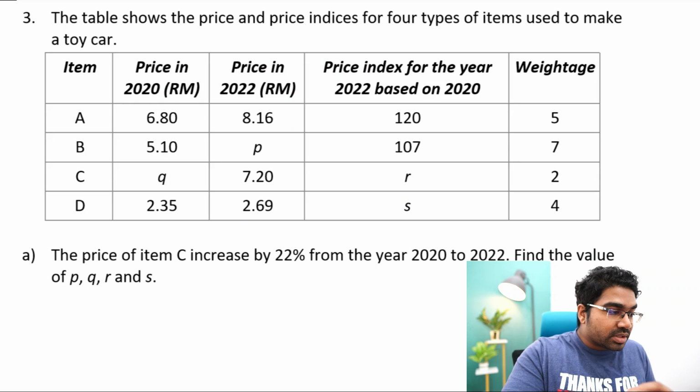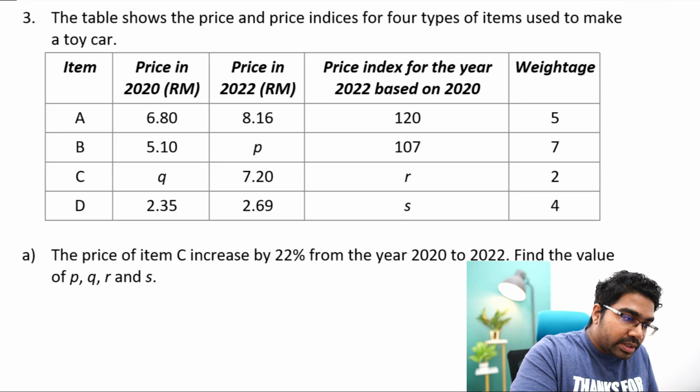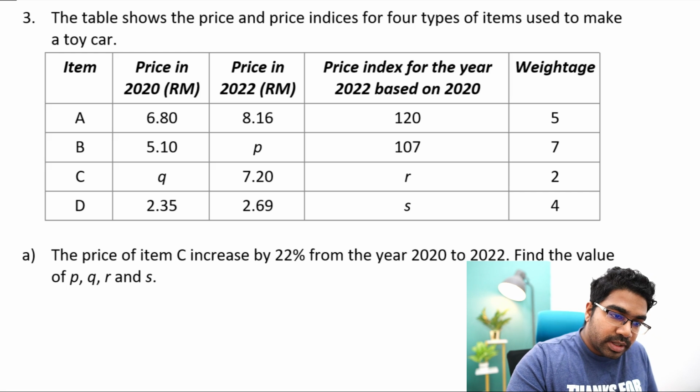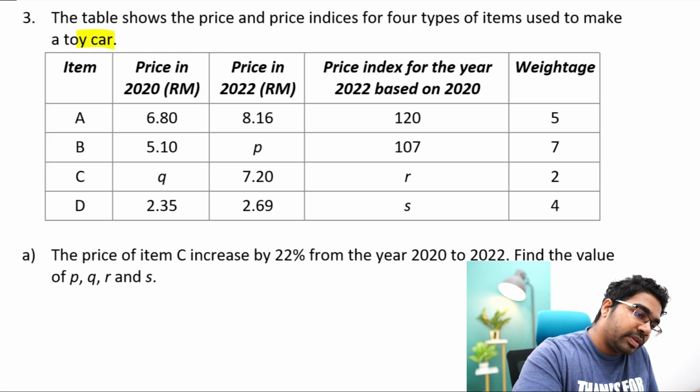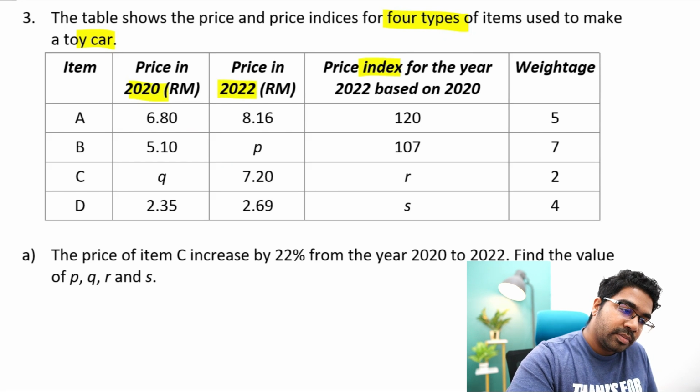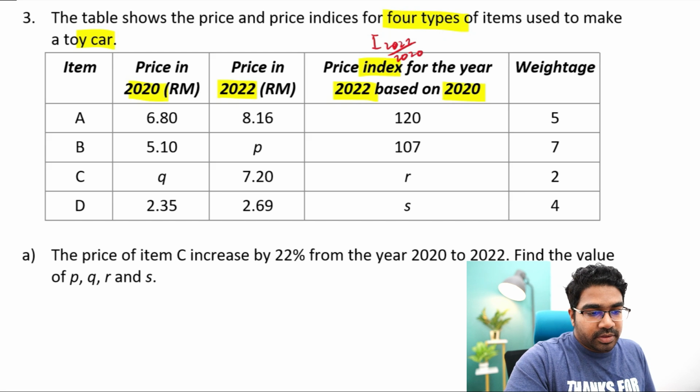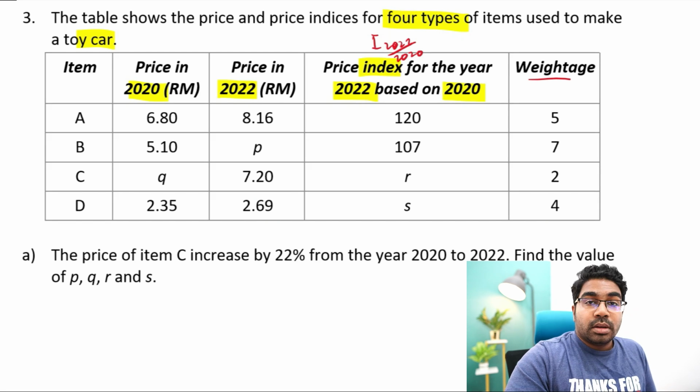Let's look at index numbers. The table shows the price and price indices for 4 types of items used to make a toy car. So we have separate items, their prices in 2020, 2022, price index for 2022 based on 2020. So this is the index of 2022 based on 2020, and their respective weightage. Let's look at the question.